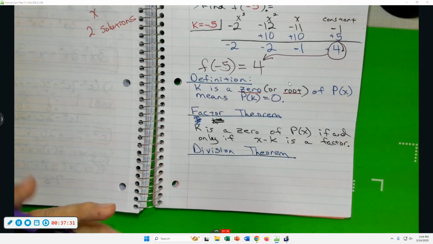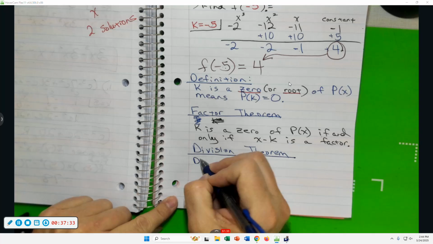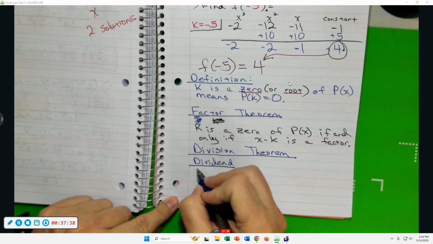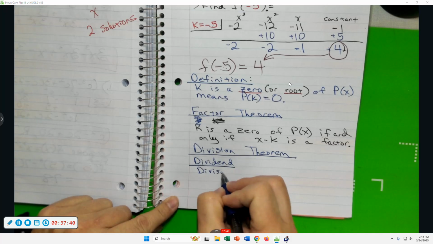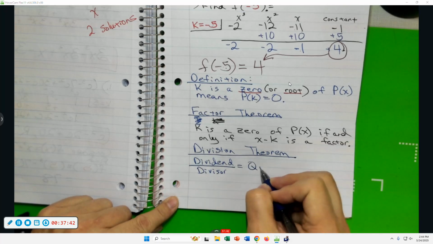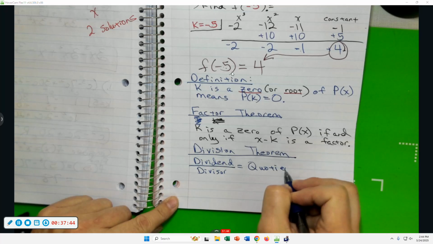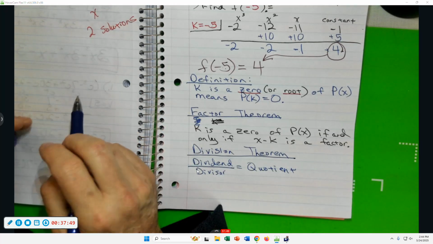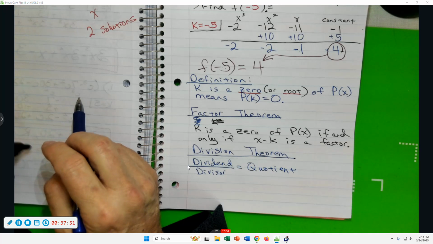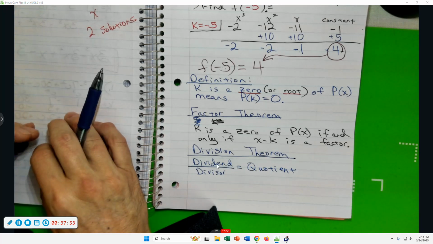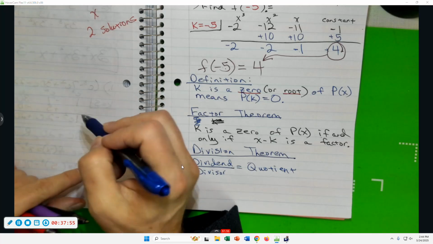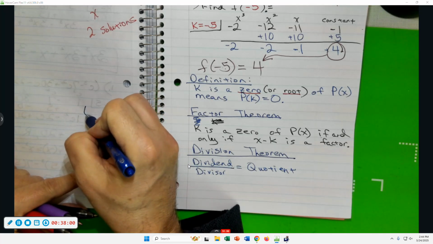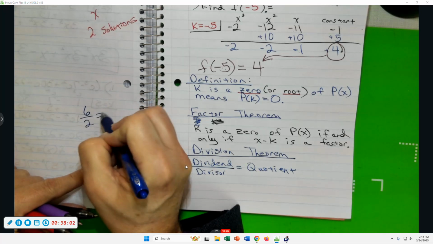Like 6 divided by 2 is 3. Dividend over divisor. The dividend divided by the divisor equals the quotient. Like 6 divided by 2 is 3. What did y'all learn first when y'all were going to school? Division or multiplication? Multiplication, because division is defined in terms of multiplication.